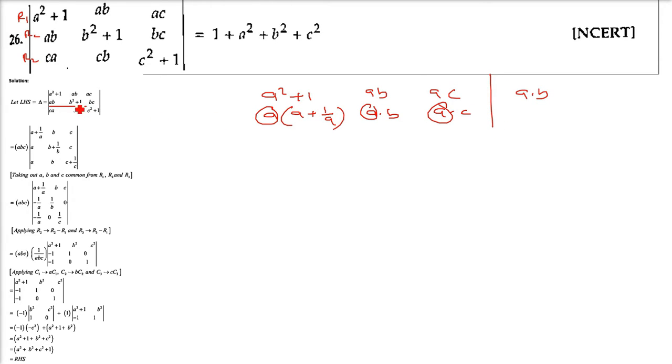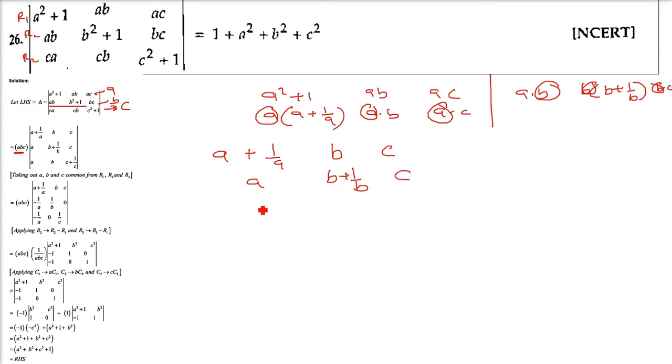So in the second row, we can write ab as a·b, b square plus 1 can be written as b(b plus 1 by b), and bc can be written as b into c. So taking a common, b common from first and second row, we can also take c common from third row. So when we take a, b, c common, we get 1 by a, a, b; a, b plus 1 by b, and c; and a, b, c plus 1 by c.